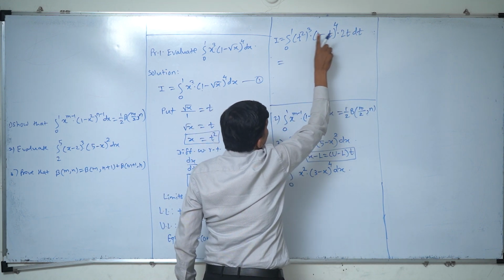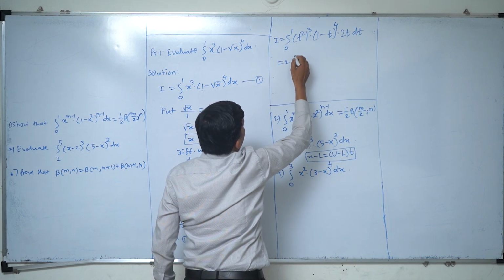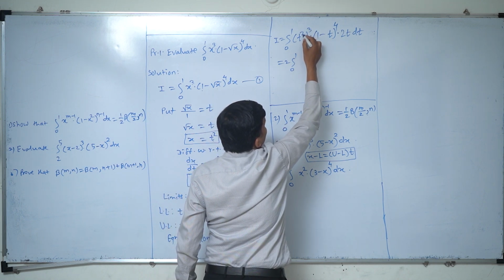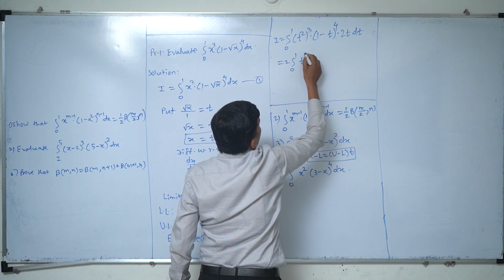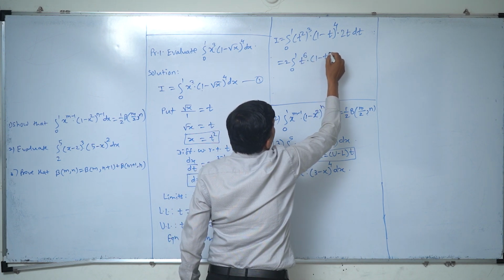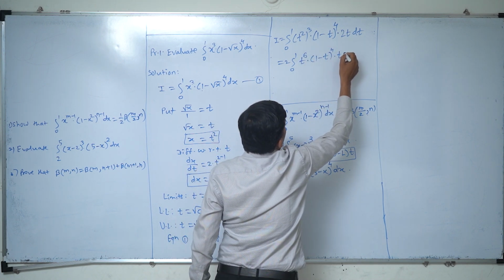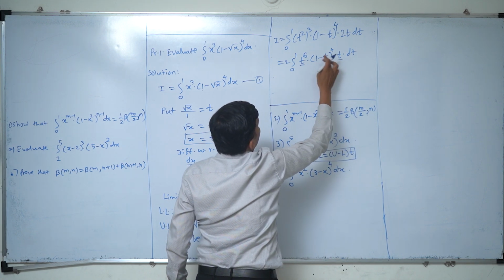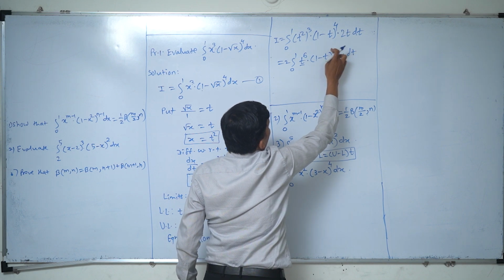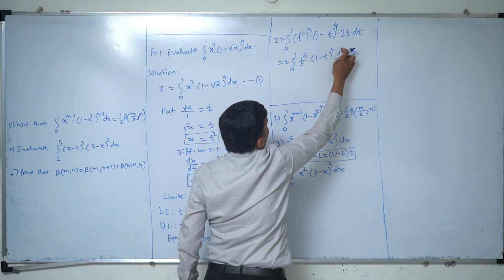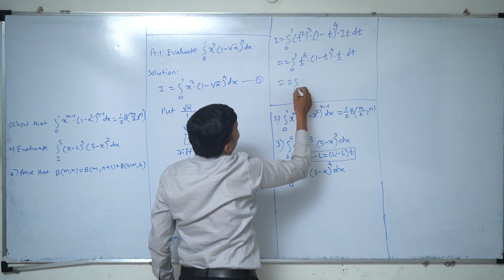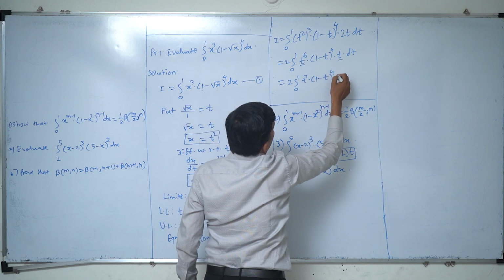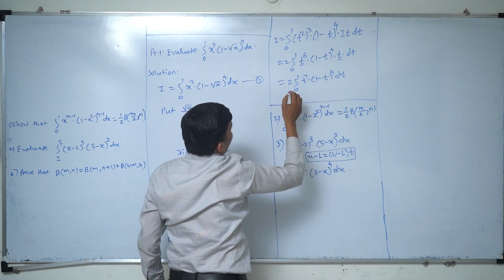Now this 2 is a constant, you can write it outside the integral. T square raised to 3. So by law of indices, 2 into 3, 6. So t raised to 6, 1 minus t raised to 4 into t dt. Now this t and this t raised to 6, base same. So you have to take the addition of these two powers. 6 plus 1 is 7. So 2 into integral 0 to 1, t raised to 7, 1 minus t raised to 4 dt.